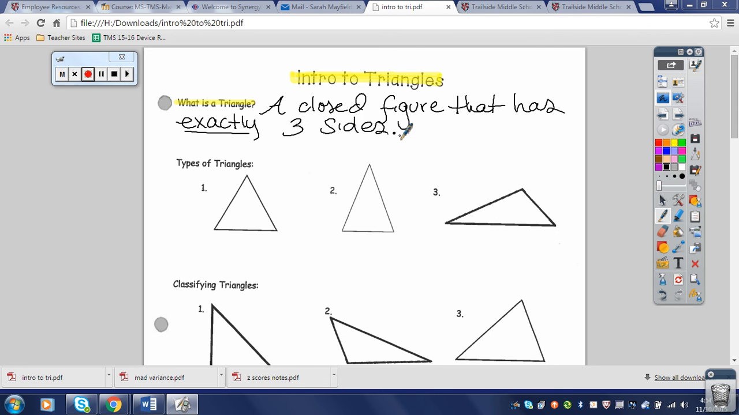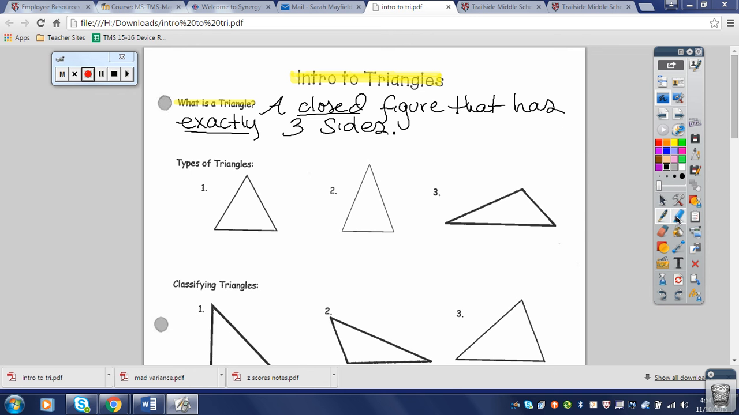Now when I'm talking about something being closed, I'm talking about something not looking like this. Okay? This shape right here has 3 sides, right? But notice it is not closed. There's space here. This is what would be called an open figure, so it is not a triangle even though it has 3 sides. Okay?